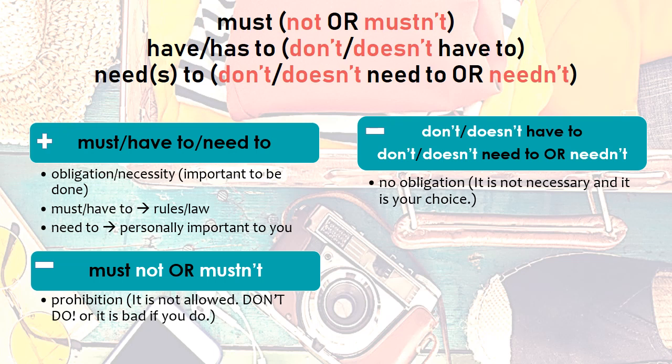Bentuk negatif dari have to dan need to itu berfungsi untuk suatu hal yang tidak wajib dilakukan atau tidak harus dilakukan. Jadi ini adalah pilihan. Okay. Now move to the examples.